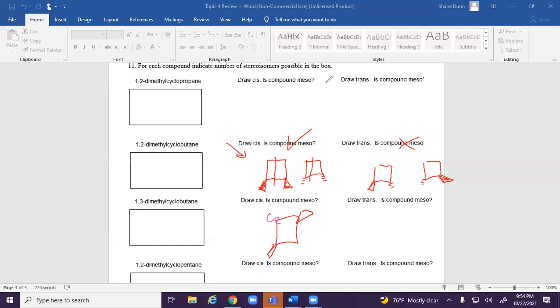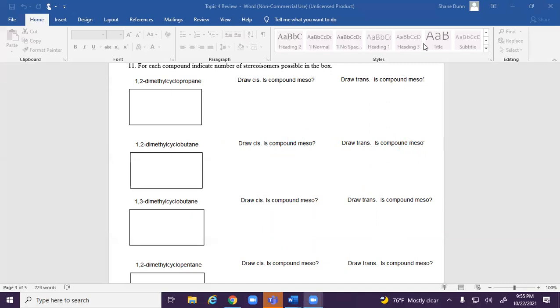Because this right here is a C2 bond. This right here is a C2 bond, right? So if we're looking at this carbon right here, it's bonded to two CH2s, two CH2s, right? So it's bonded to the same thing. It can't be chiral. It's not four different things, right? So no. And this one's also no because it's not chiral. You have to have chiral centers to be meso.